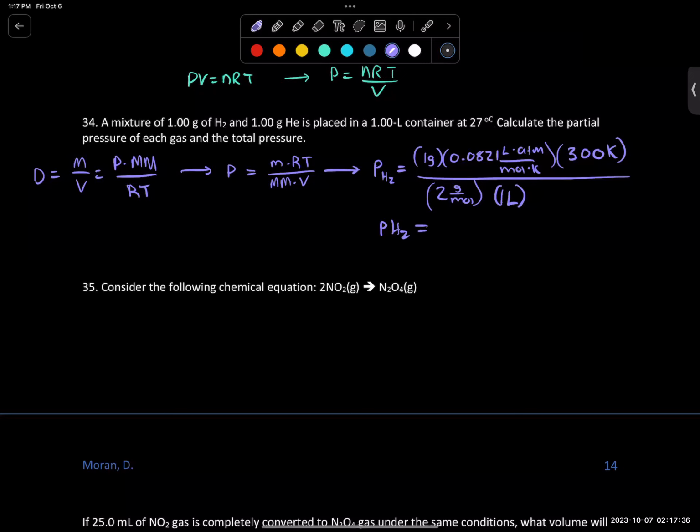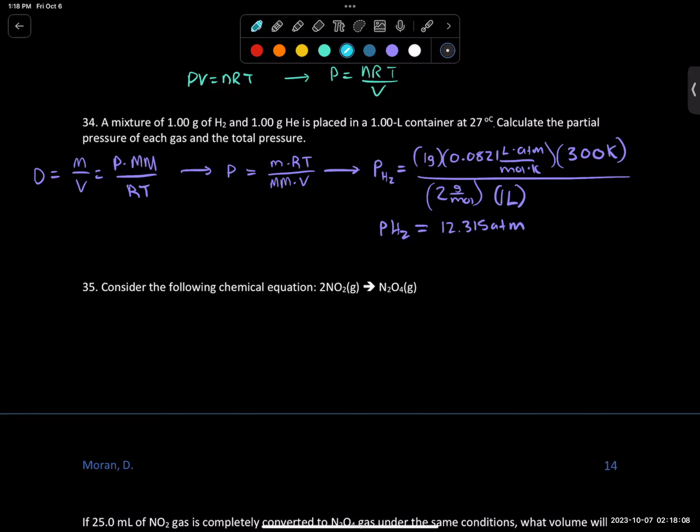What is the pressure? What did y'all get as the partial pressure of H2? 12.315. This is obviously going to be in atmospheres because once you cancel all your units, you're left with atmospheres as your units. All right. So now you would just do the same exact process, but for helium gas.